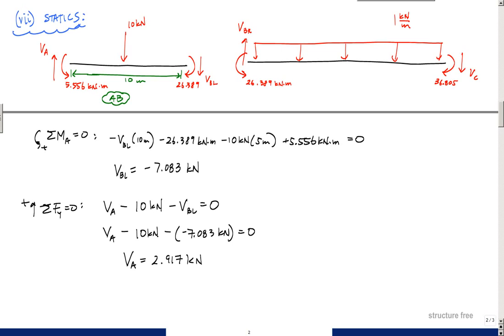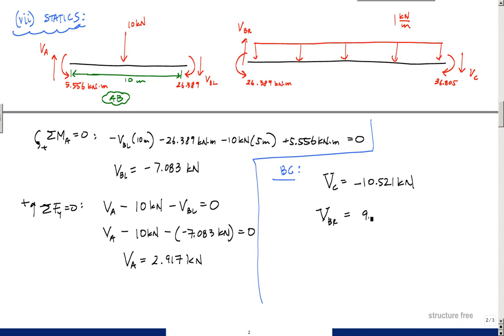And then doing the same thing for member BC. Oh, don't judge me on this line right here. But for member BC, doing the statics, you sum moments about point B, and hopefully I don't have to show you this again, but here you would get that VC is equal to minus 10.521 kilonewtons. And hopefully I'm right. Maybe some of you are checking. It's like YouTube homework. And then sum forces in the y after you find VC, and I would get VBR on the right side is equal to 9.479 kilonewtons. And now I'm ready to draw the shear and moment diagrams here.